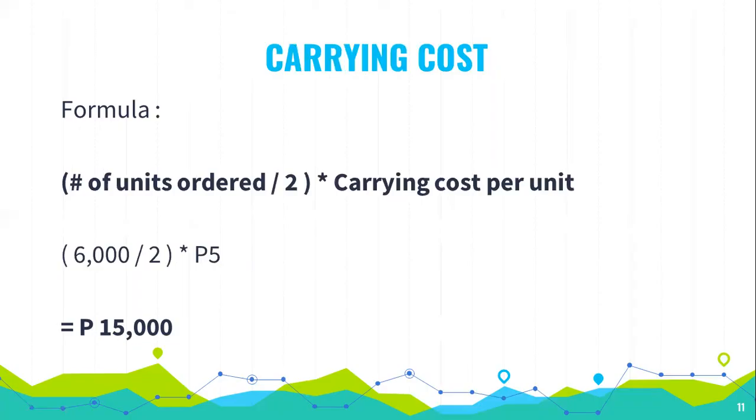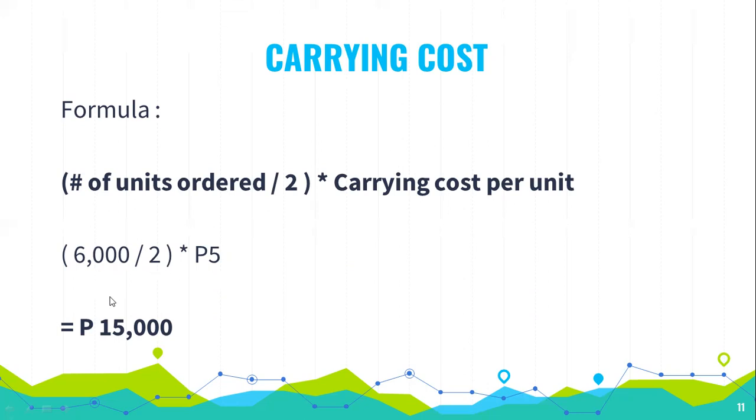we also have carrying cost. In carrying cost, the formula here is number of units ordered divided by 2 times carrying cost per unit. Before we proceed, let us first analyze. Bakit siya i-divide sa 2? Because this is the average inventory. Kaya natin siya dinidivide by 2 because this is the average inventory. So we are computing for the average inventory. Okay. 6,000, this is the EOQ, or the number of units ordered, divided by 2. Therefore, the average inventory of the company is 3,000 units.